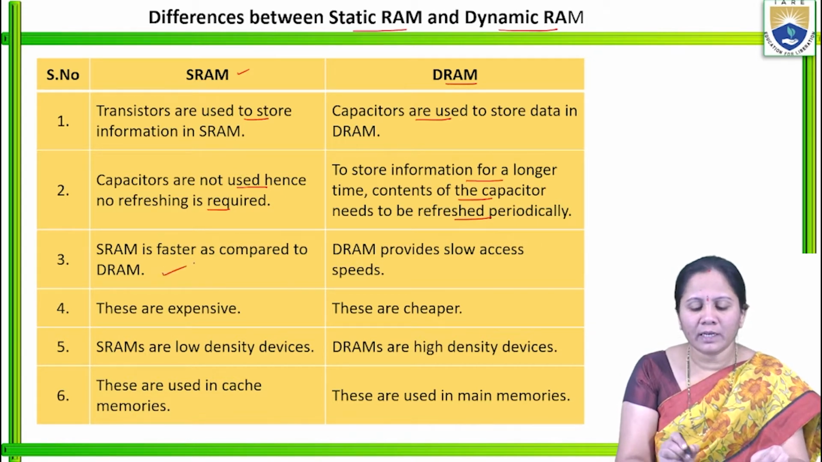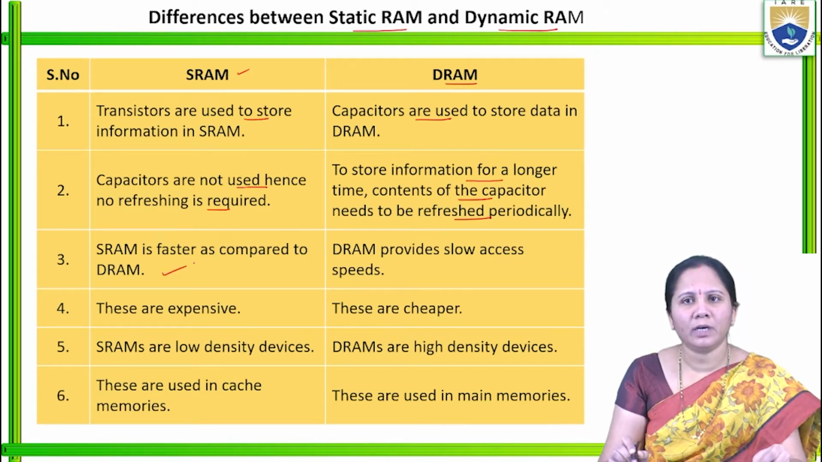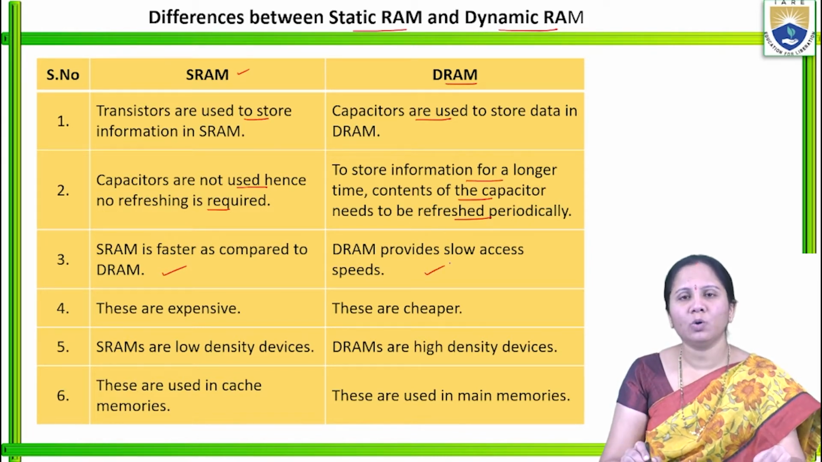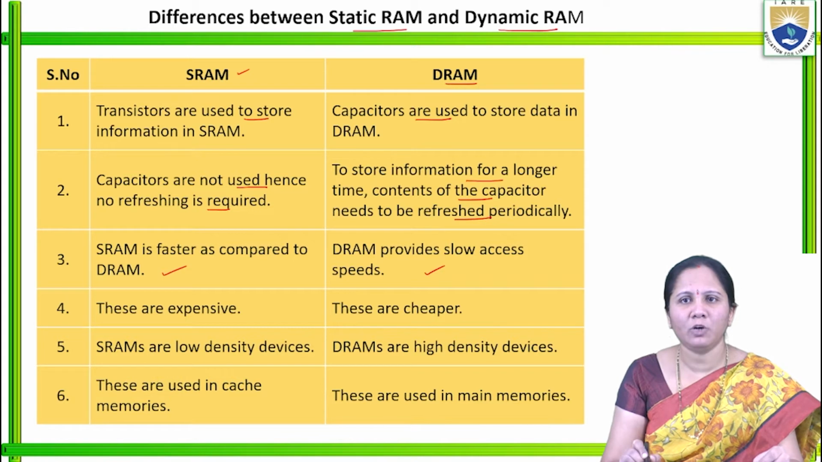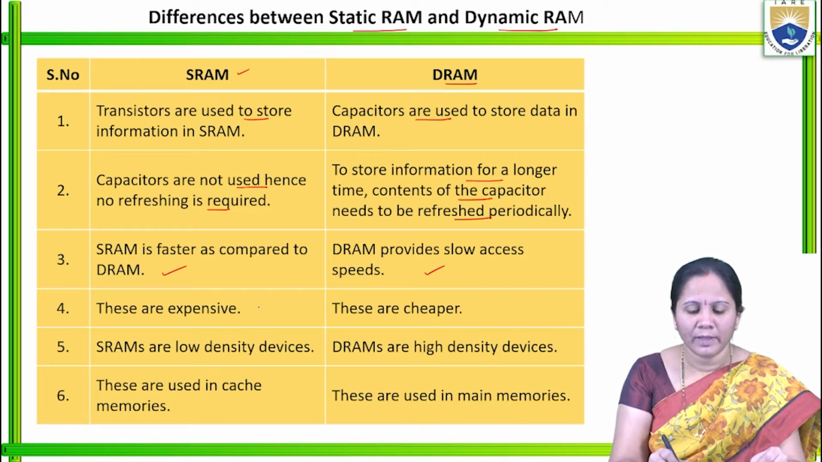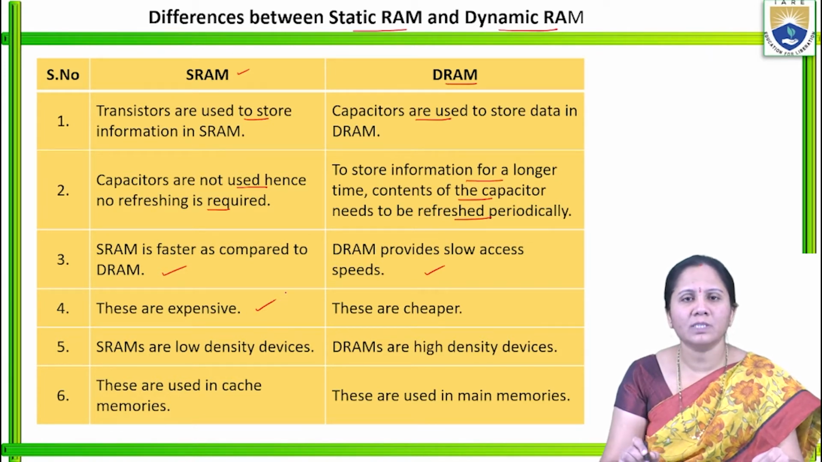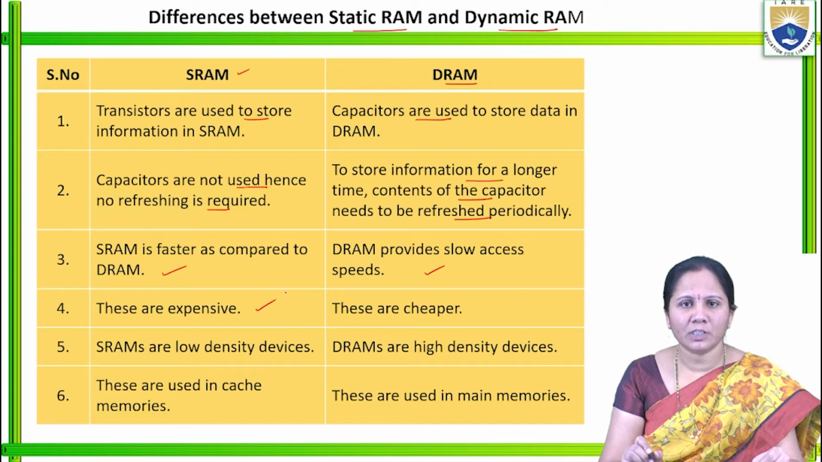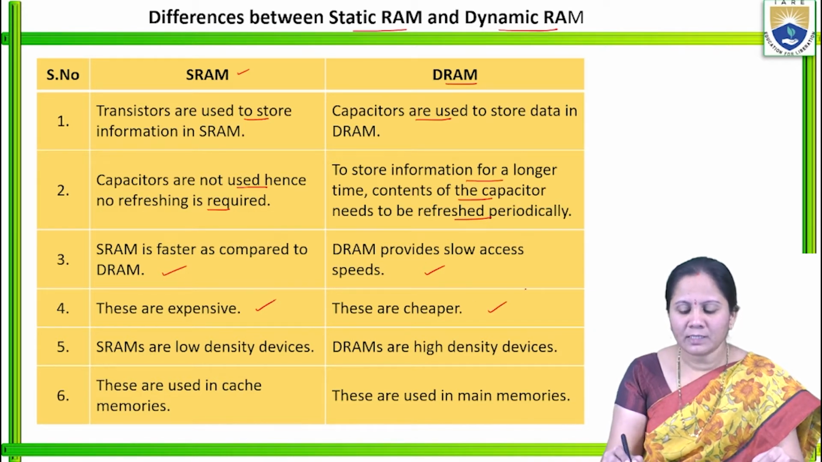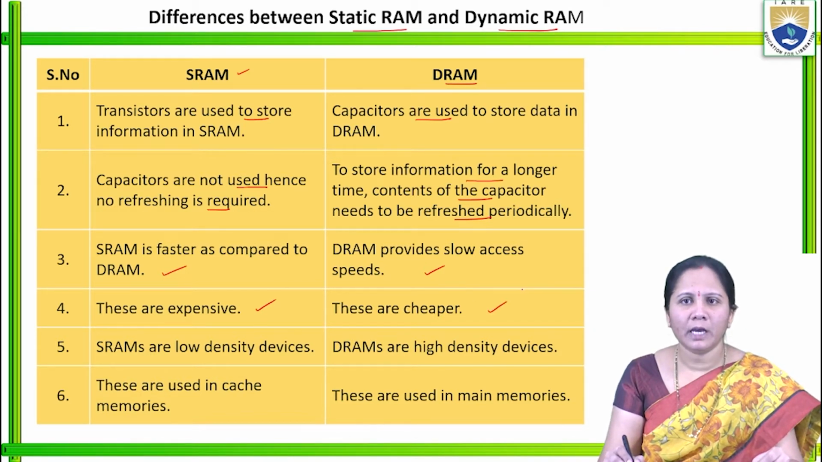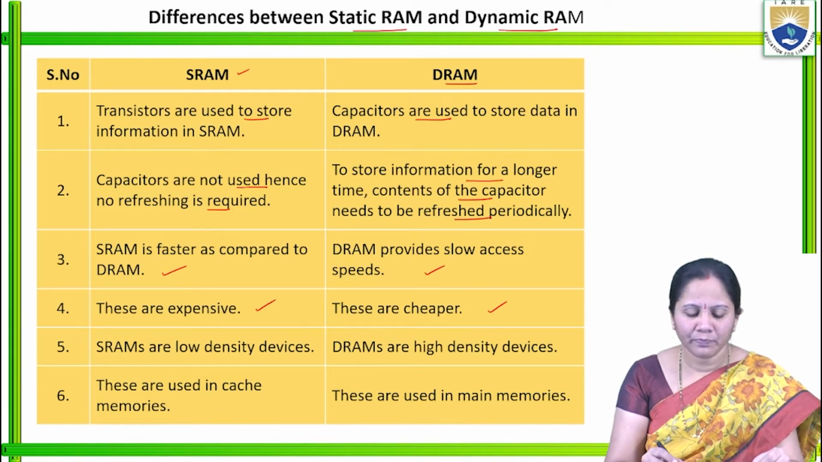And so static RAM is faster compared to the dynamic RAM. Dynamic RAM provides slower access, that means the speed of the DRAM is slow. And static RAMs are very expensive because we need to use transistors for the storage, whereas in the DRAM, they are low cost because here only capacitors will be used to store the data.